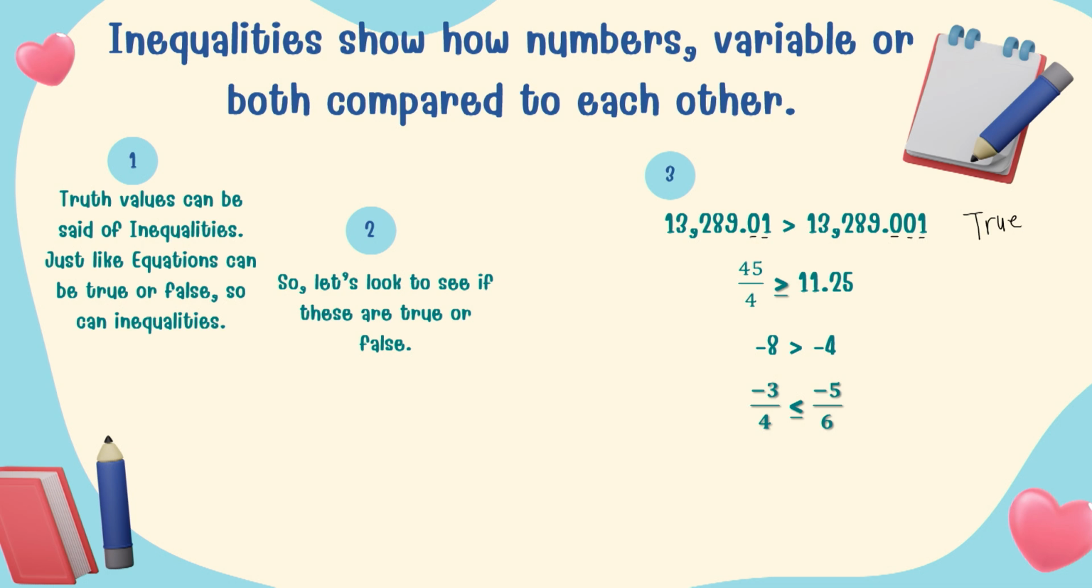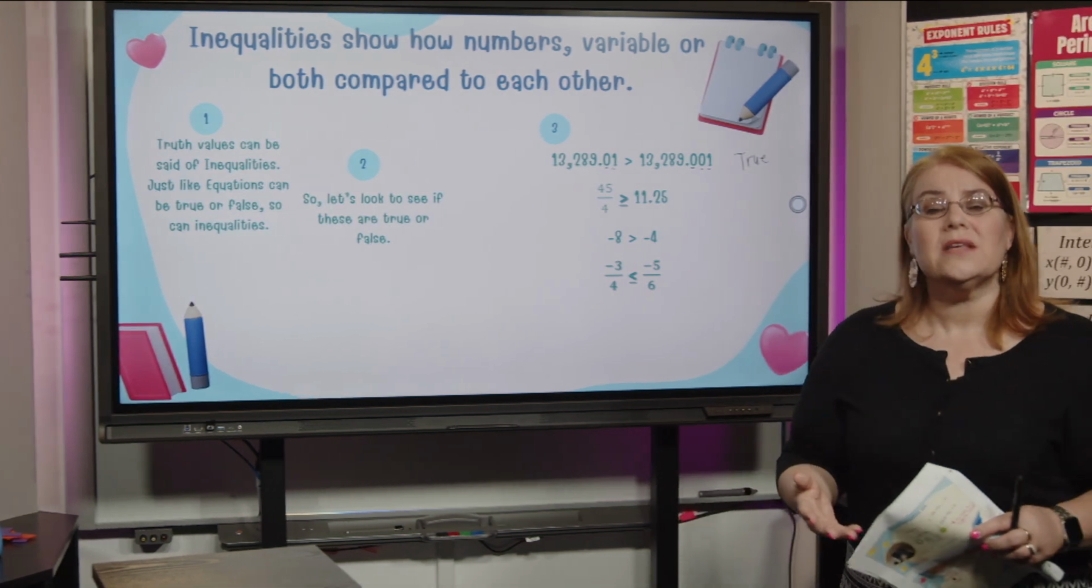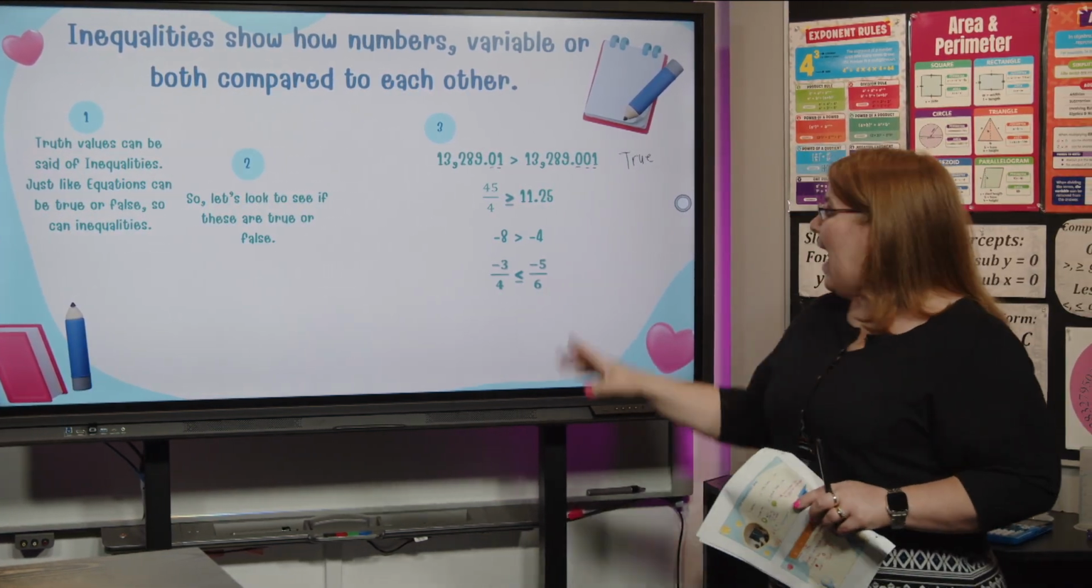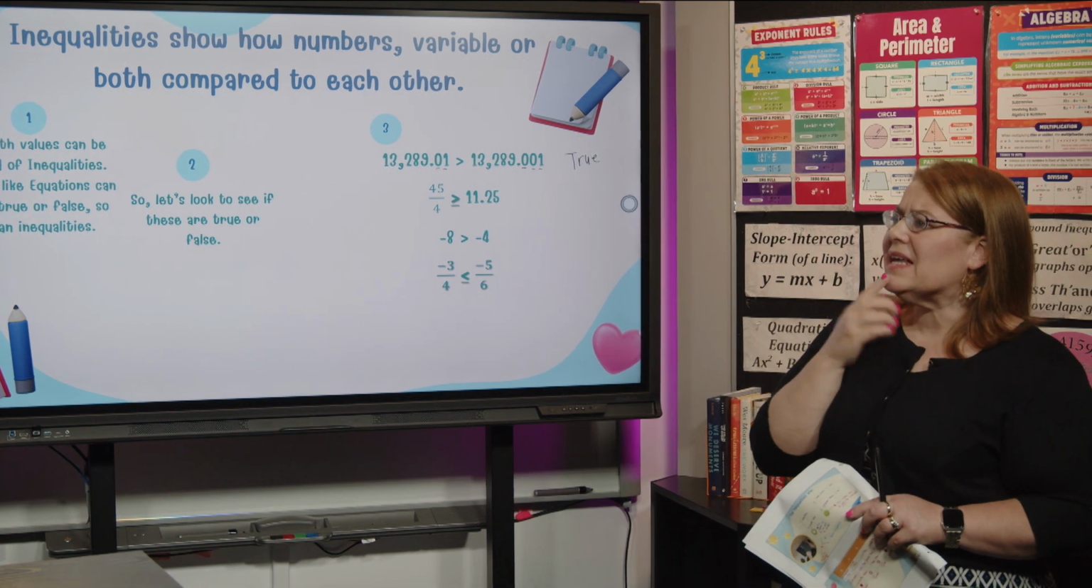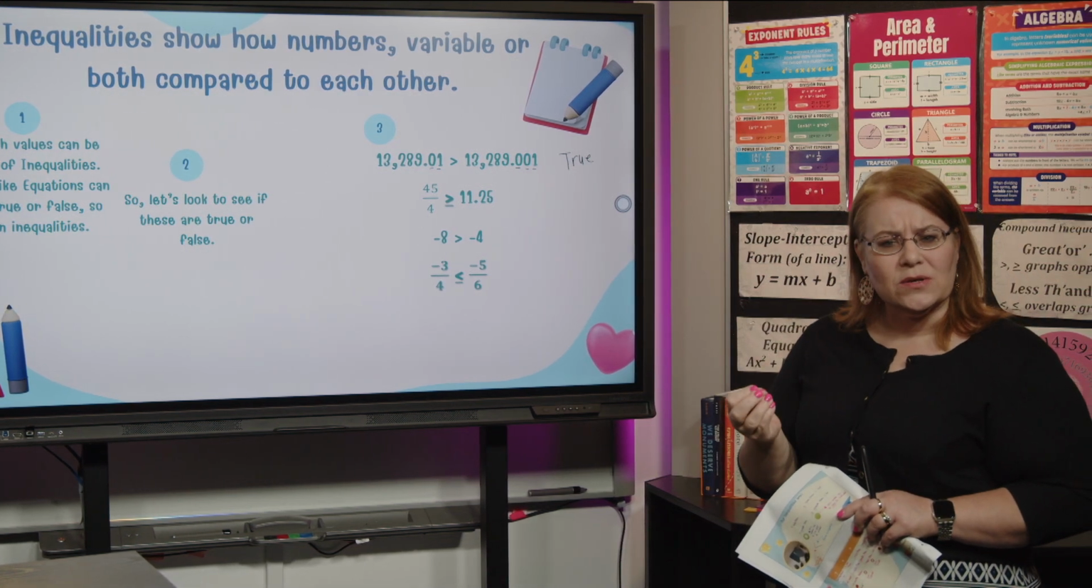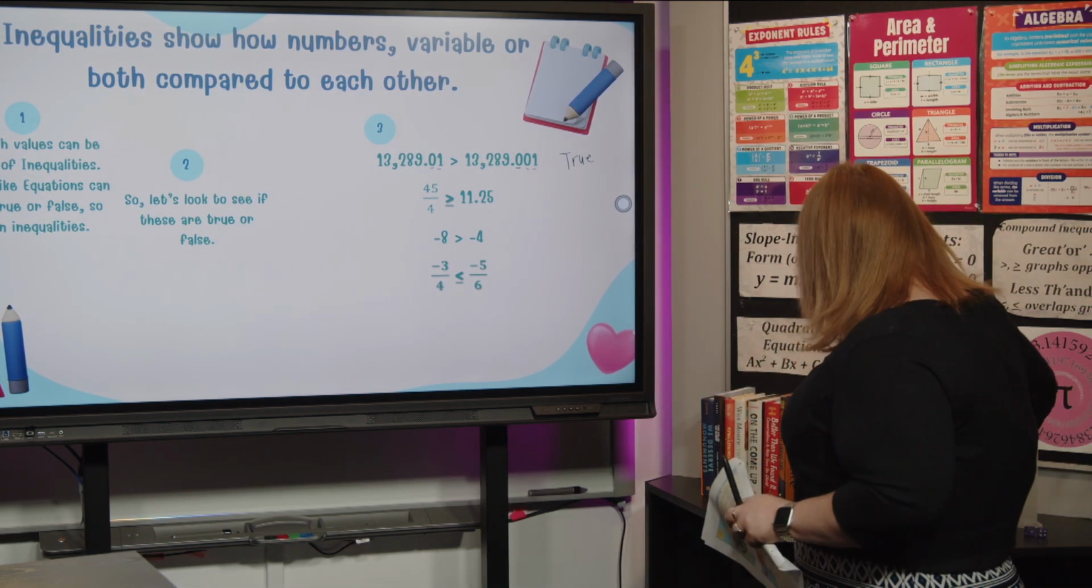So let's look at the next one. 45 over 4 is greater than or equal to 11.25. Ms. Gillen, we're comparing two different things, but are we? I have a fraction and I have a decimal. Is there a way that maybe I could take that fraction and make it into a decimal? Exactly right. Let's get our calculator.